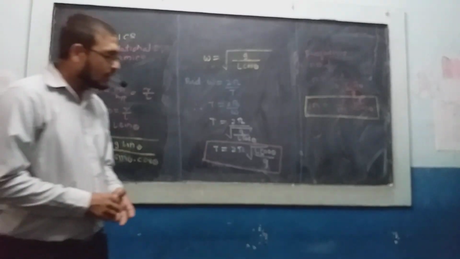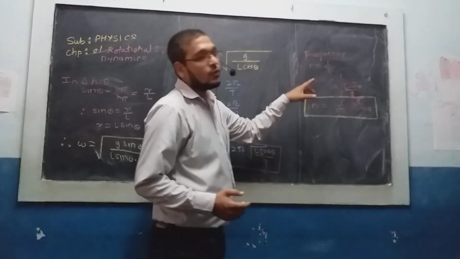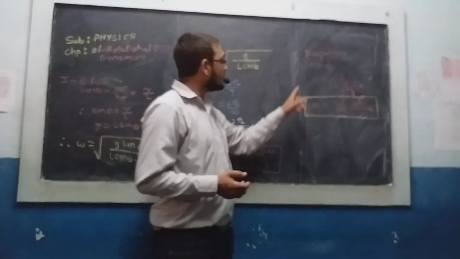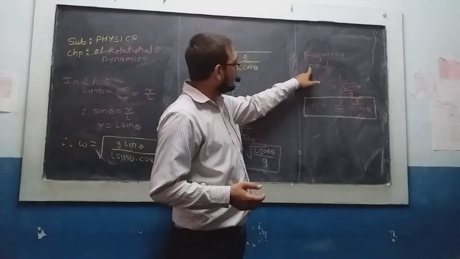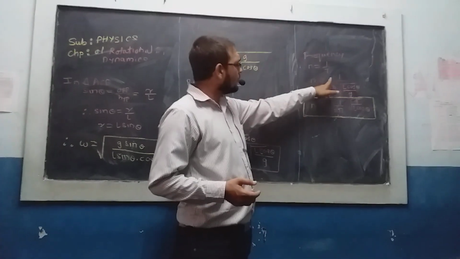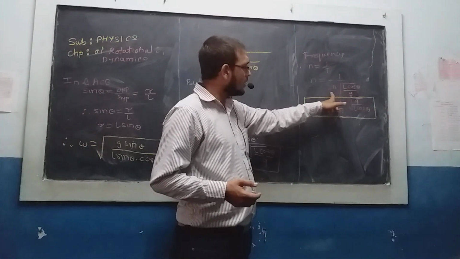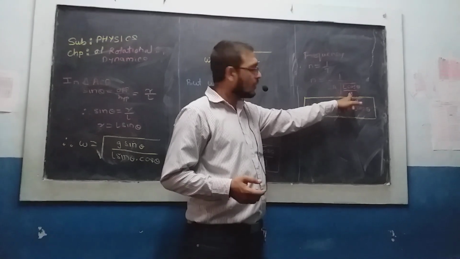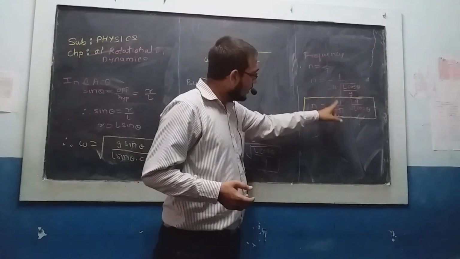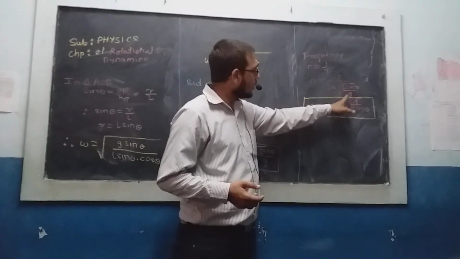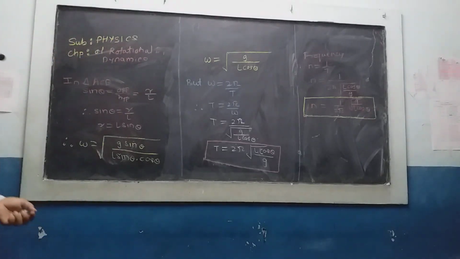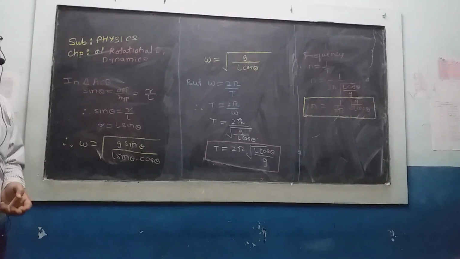Now we have to derive the formula for the frequency. Now we know that time period and frequency are reciprocal of each other. Okay, so n is equal to 1 upon T. So if you put 1 upon the value of T, that is 2 pi under root of L cos theta upon g, we get n equal to 1 upon 2 pi under root of g upon L cos theta. So this is the expression for time period and frequency of a conical pendulum.